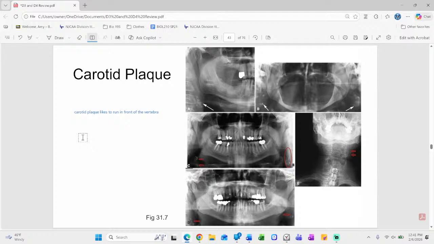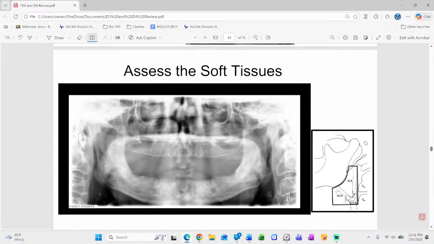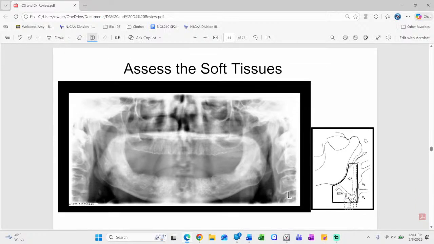Here's my hyoid. So always find what you know. Find the hyoid, find the epiglottis. We're going to get to thyroid cartilage in a few pictures here. Find what you know. All right? Carotid plaque likes to run. So there's that little diagram. The common carotid artery is then where it starts to gather. And that's here where we are, down in this corner here.